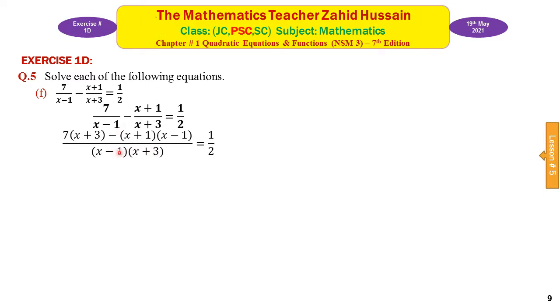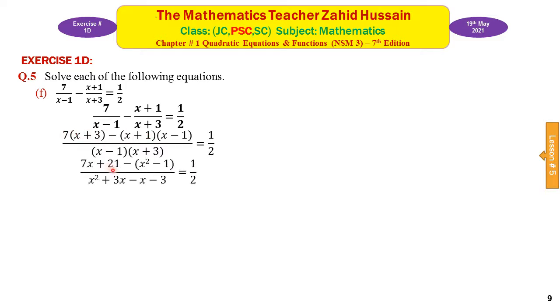X minus 1 x plus 3 divided by the denominator of the first fraction will give you x plus 3, and x plus 3 multiplied with 7 is 7 into x plus 3. Then there is negative sign. Divide this LCM by the denominator. You will get x minus 1, and x minus 1 multiplied with x plus 1 is x plus 1 into x minus 1. Now remove these brackets.